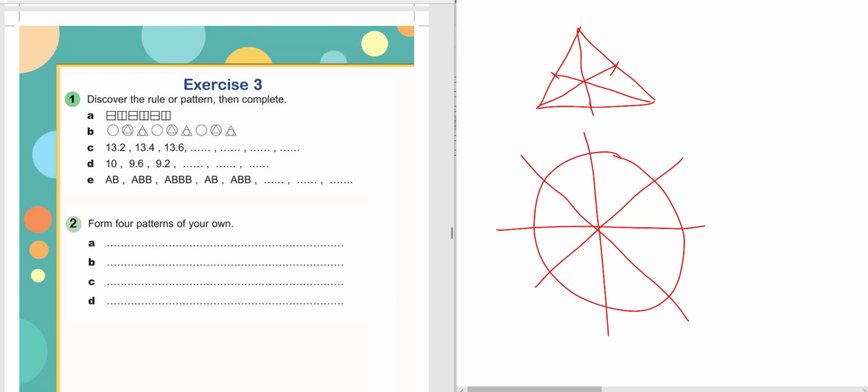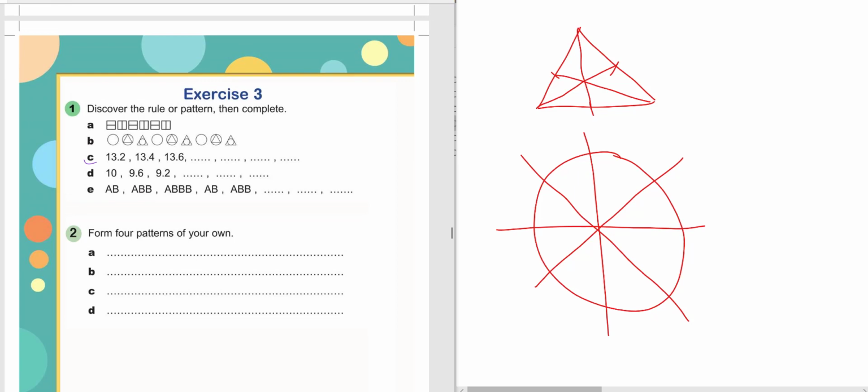Look at exercise number C, 13.2, 13.4, 13.6. The pattern is increase by two-tenths, so the next numbers are 13.8, 14, 14.2, 14.4.